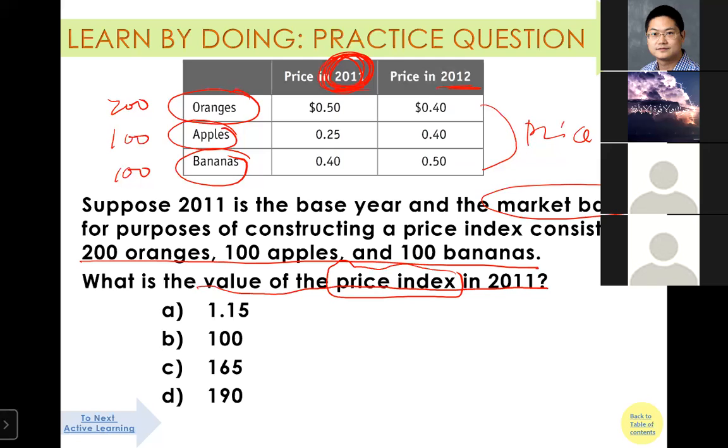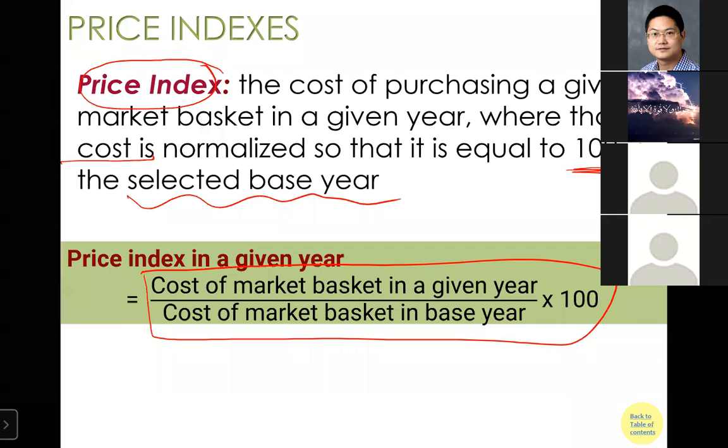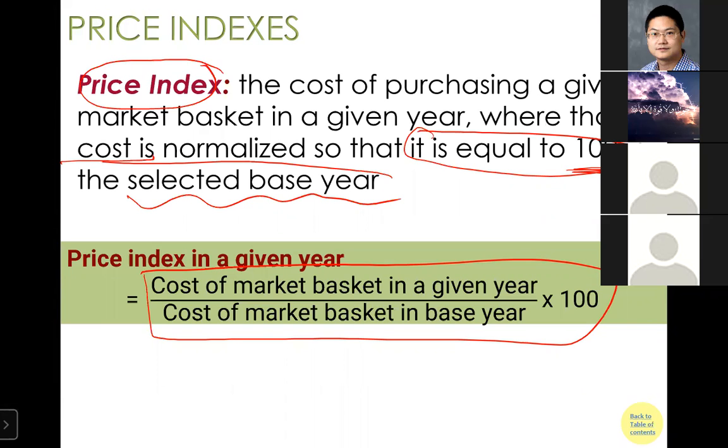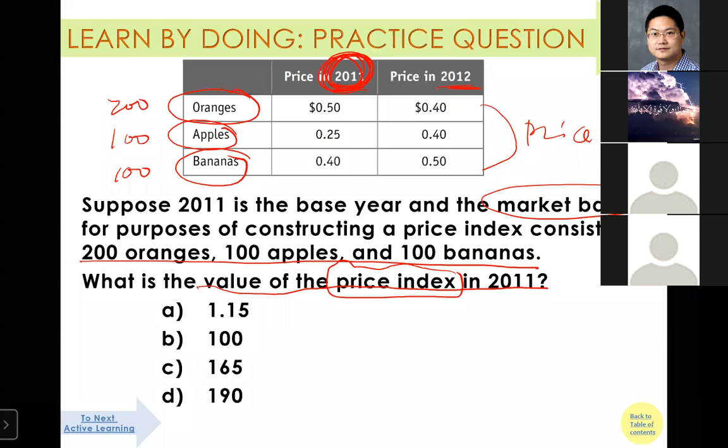Okay, let's go back to previous slide. So the cost of purchasing of market basket in a given year, where that cost is normalized so that it is equal to 100 in the selected base year. Okay, let's pay attention to this sentence. It is equal to 100 in the selected base year. Or in other words, the price index in base year is equal to 100. So this question is obvious, 100.